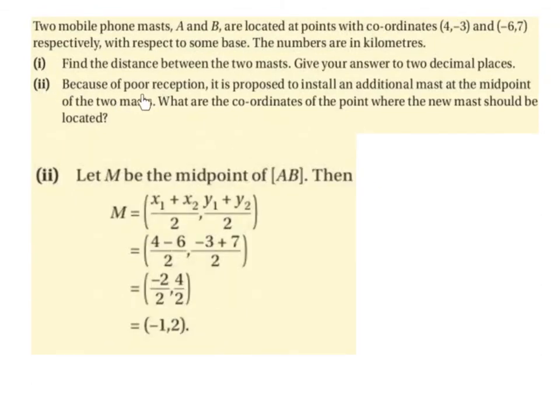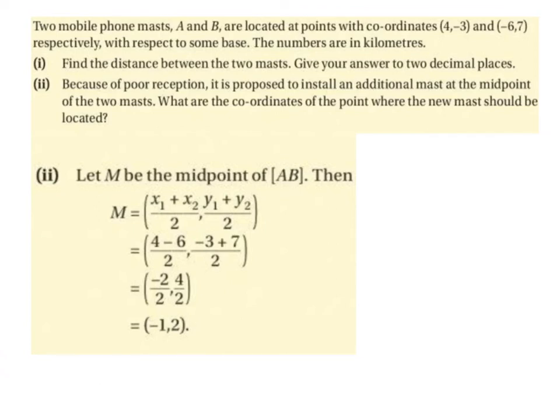Part 2. Because of poor reception, it is proposed to install an additional mast at the midpoint of the two masts. What are the coordinates of the point where the new mast should be located? So we're going to let M be the midpoint of AB. We're going to use the midpoint formula: (x1 plus x2) divided by 2, comma, (y1 plus y2) divided by 2.